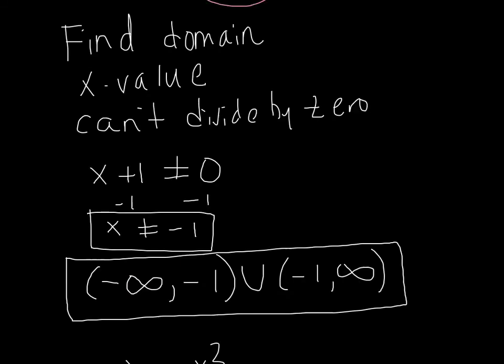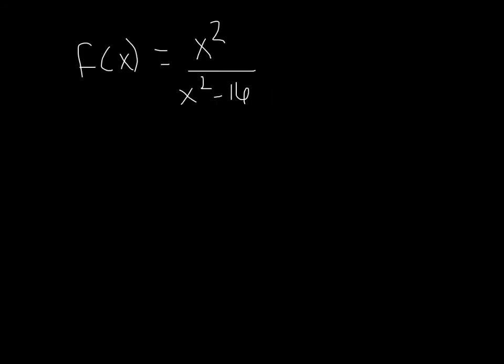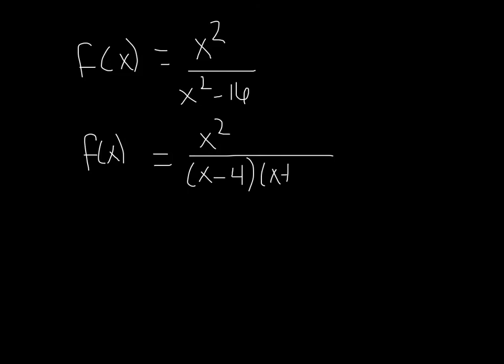So we'll factor the denominator. And what we get is f of x is equal to x squared over x minus 4, x plus 4. That's because the difference of squares factors. So following the last example, we know that this whole value right here cannot be 0.